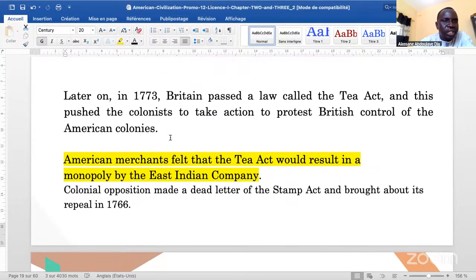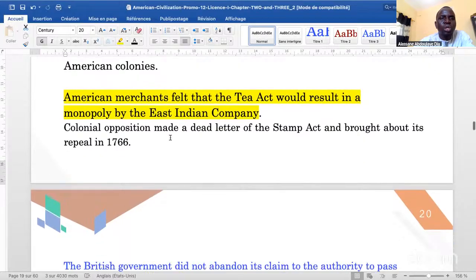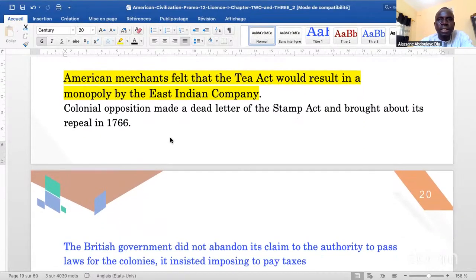So 3 years later, it was 1773. So the British passed another act called the Tea Act. American merchants felt that the Tea Act would result in a monopoly for the East India Company. What does it mean? When the British passed the Tea Act, it means that the British wanted to give favor to the East India Company to dominate the market, to sell their tea, and to be a kind of monopoly. That was not good for their business.